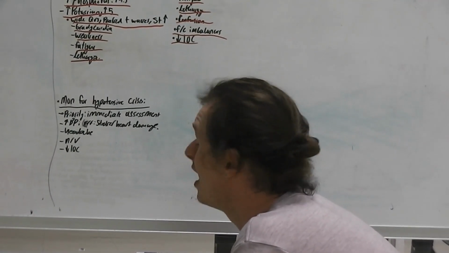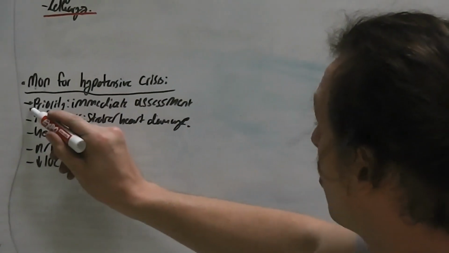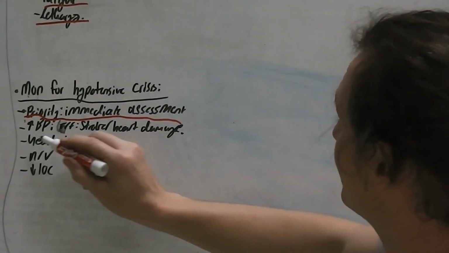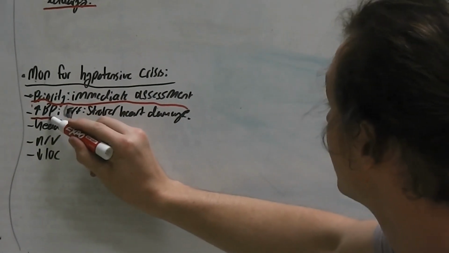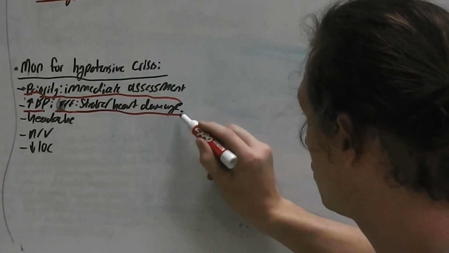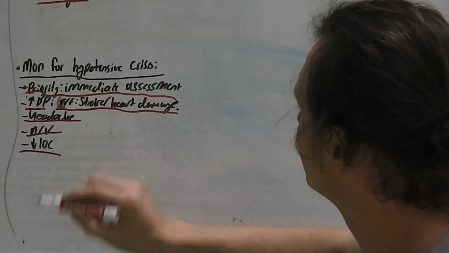We're going to monitor for hypertensive crisis. Now, this is a priority thing, this hypertensive crisis. It requires an immediate assessment. We're going to have increased blood pressure, and we have a risk for heart damage or a stroke. They're going to have headache, nausea, vomiting, and decreased LOC.